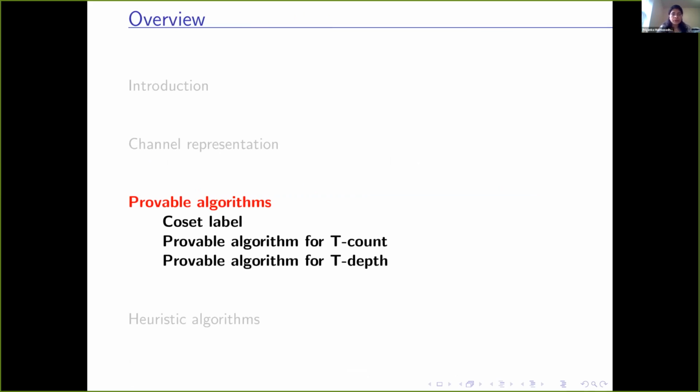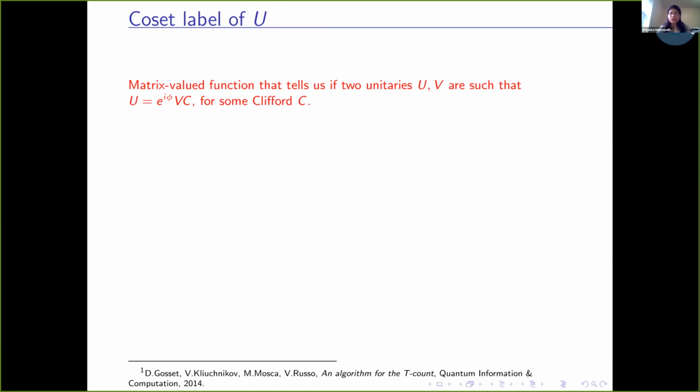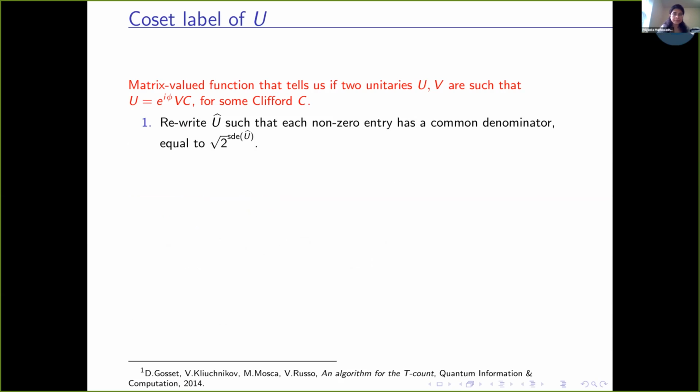Okay, so now I'll describe some provable algorithms for synthesizing Tcount and Tdepth optimal circuits. But before that, I'll describe the concept of Coset label, which is essential for our algorithms. So this sort of acts like a representative for the channel representation of unitaries. It's a matrix valued function that tells us if two unitaries u and v are such that u is equal to v times c for some Clifford c up to some global phase.